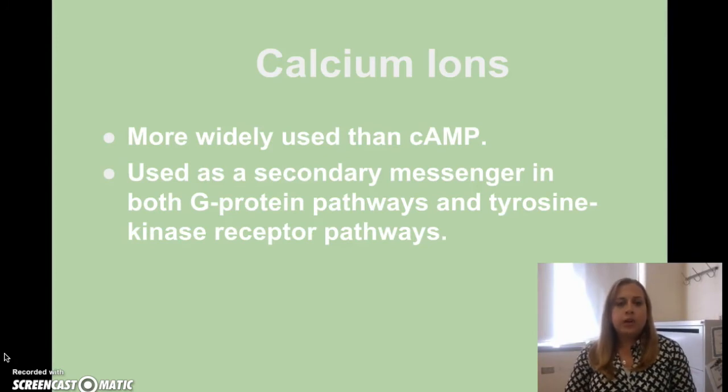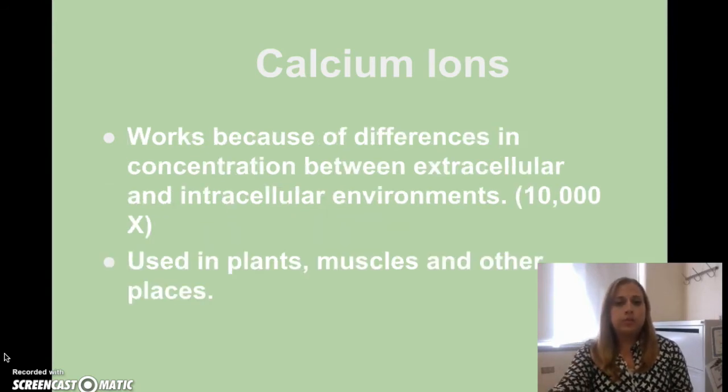Calcium ions are more widely used, and these are secondary messengers for both the G protein pathways and the tyrosine kinase receptor pathways that we've talked about. These work really well because of differences in concentration between extracellular and intracellular environments, and they're pretty widely used. So you've got plants, mussels, they're used by lots of different kinds of organisms.